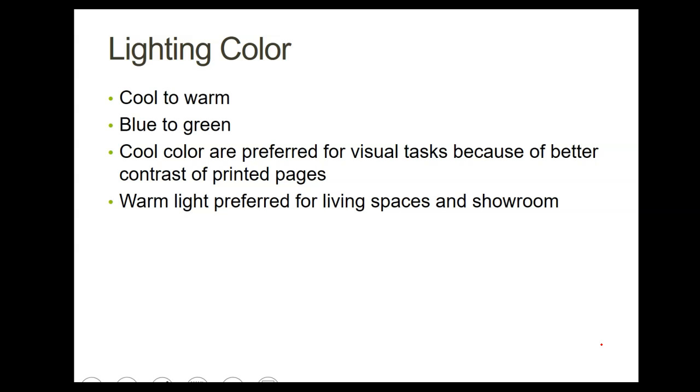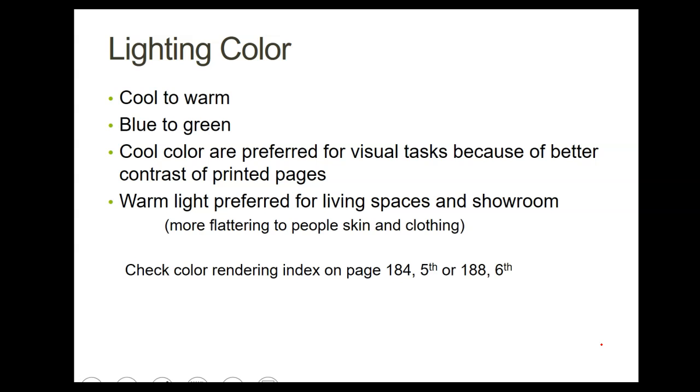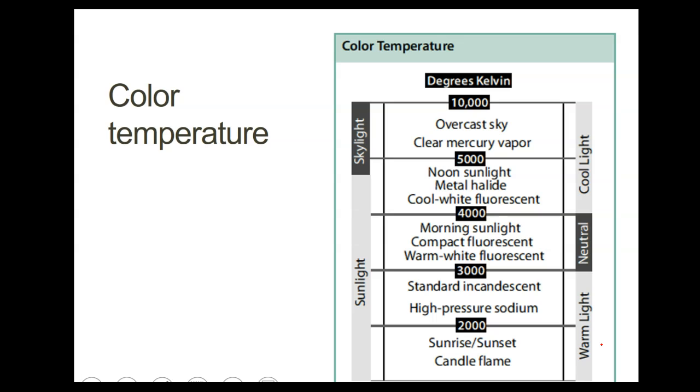If you go to Home Depot and look at lights, they always give you that number based on Kelvins. For showrooms, you want warm light because it's better for colors. And there's some material in the book about the color rendering index. Here is the color temperature, which is in degrees Kelvin. So 10,000 is very high, 5,000 is still kind of cool, which is blue. And if you want warm light, like daylight, you're going to stay between 4,000 and 2,000.